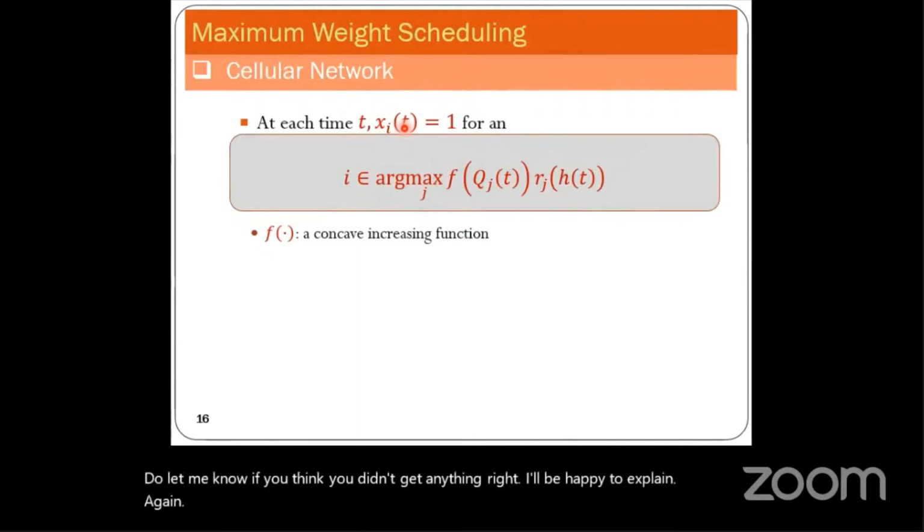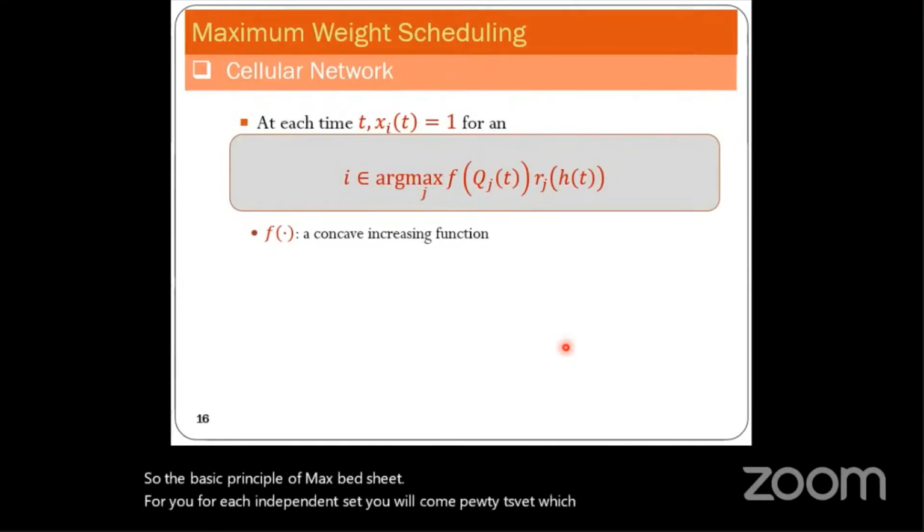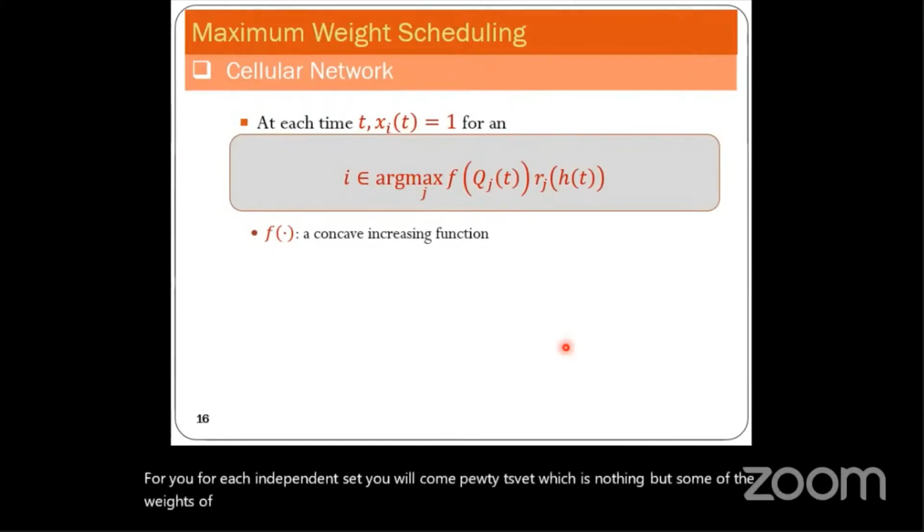So the basic principle of max weight scheduling: for each independent set, you will compute its weight, which is nothing but the sum of the weights of the constituent nodes, and then you will activate the independent set that has the largest weight.